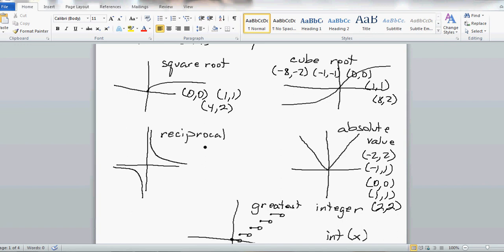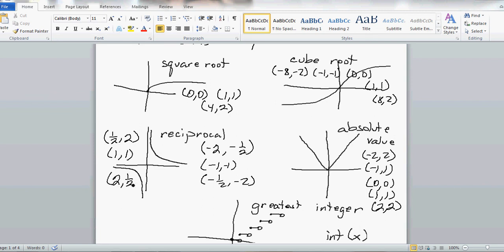Now reciprocal, these are the values I really need you to put in. (-2, -1/2), (-1, -1), and (-1/2, -2). That's 3 of them. The other 3 that you need to do will be on the positive side. (1/2, 2), (1, 1), and (2, 1/2). Those are the 6 points that you need to start out with.